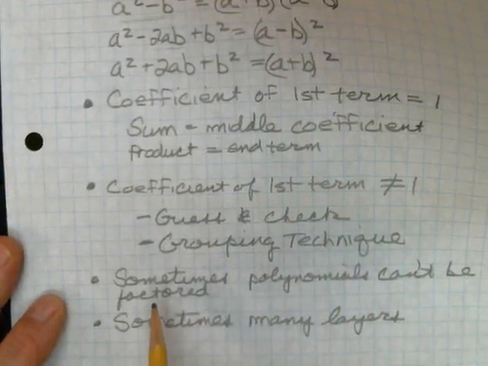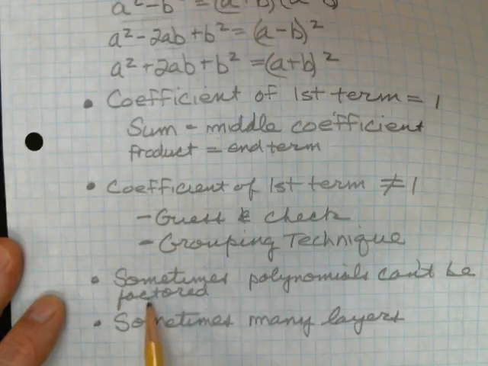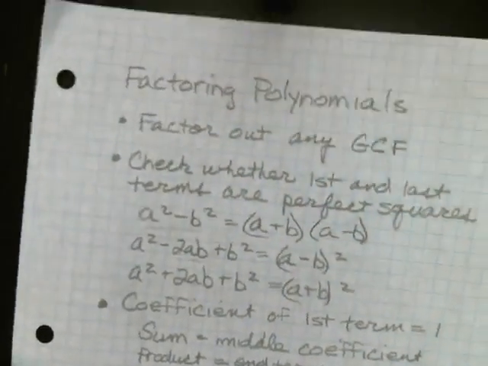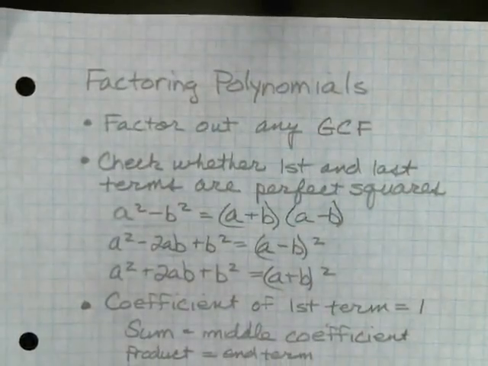It's also always good to remember that sometimes polynomials can't be factored. I'll give you a couple examples of those. And then sometimes there are many layers of factoring. I'll show you some examples of those also. So let me begin here.